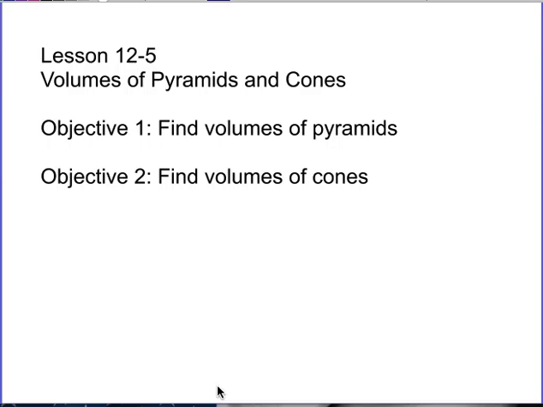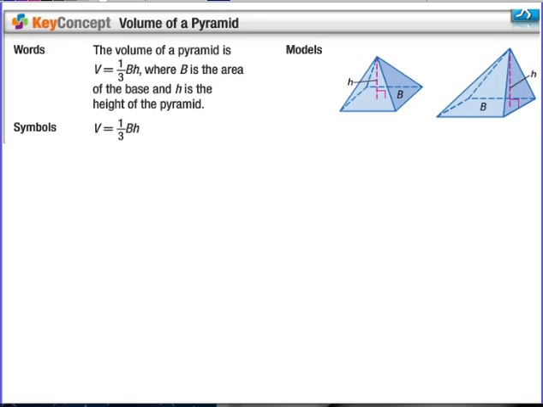All right, our lesson today is 12.5 volumes of pyramids and cones. It's going to be real similar to what we did yesterday with volumes of prisms and cylinders. The formulas are very, very similar, so it shouldn't be too difficult. We'll start out with volumes of pyramids.